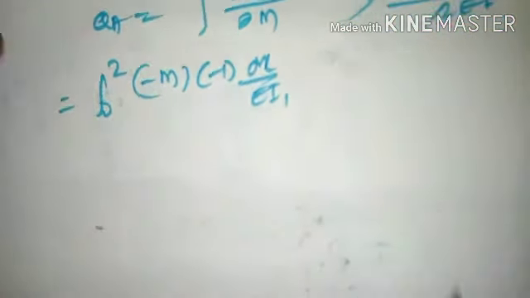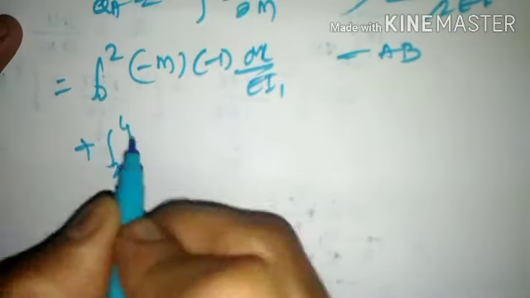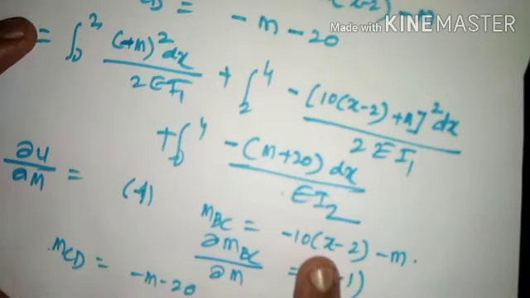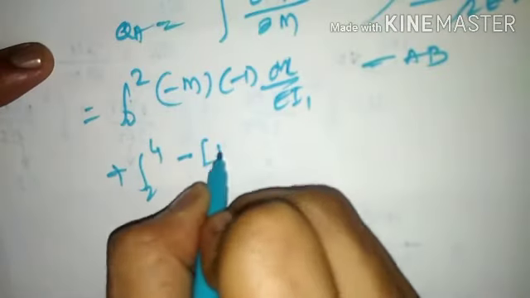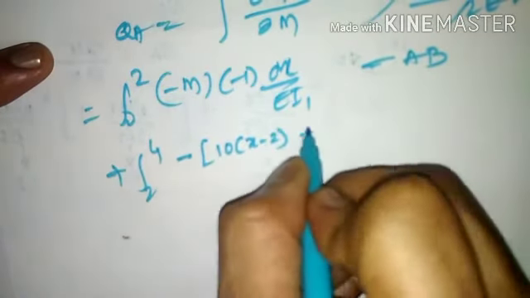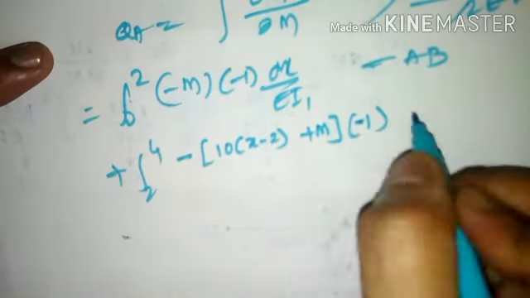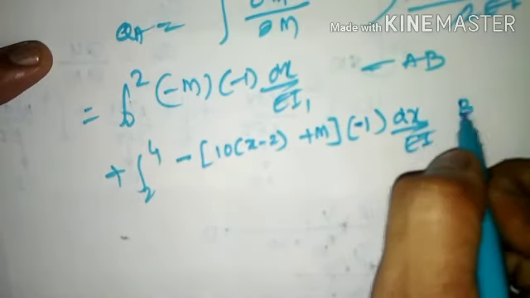Then the next expression that I need to consider here is for AB. The next expression is 2 to 4. When I consider 2 to 4, the expression of m is minus of 10 x minus of 2 minus of m. So I should take the minus term outside. If I take the minus term outside, it will be minus of 10 x minus of 2 plus of m. In the bracket, it is 1 minus of 1, so minus into minus will become plus, dx divided by EI. So this is for B to C.